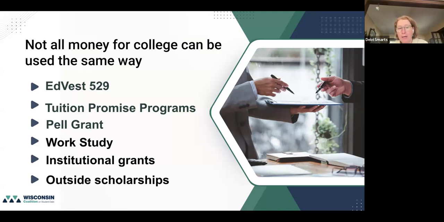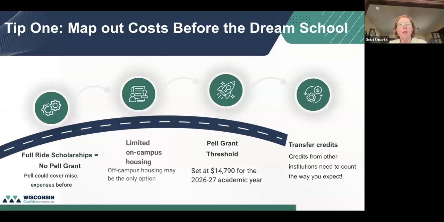Institutional grants, so think of that as college grants. They might come because of merit. They might come because of financial need. They also, though, may have stipulations based on the major, maybe where you're from, your GPA, how many credits you're taking, and so forth. And then outside scholarships. And I do want to say a little bit more about those.